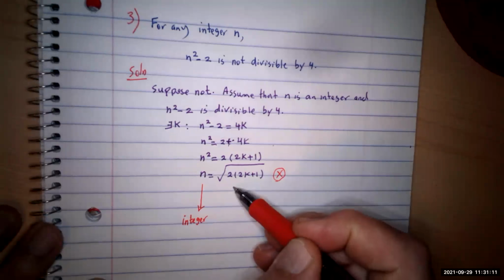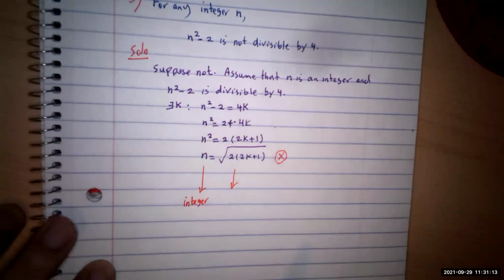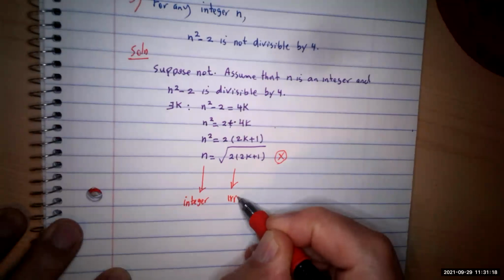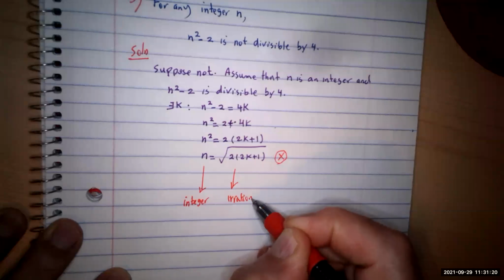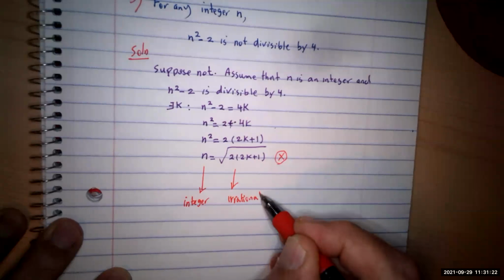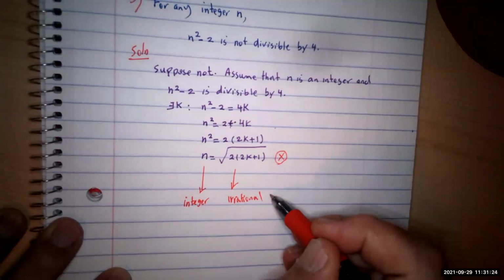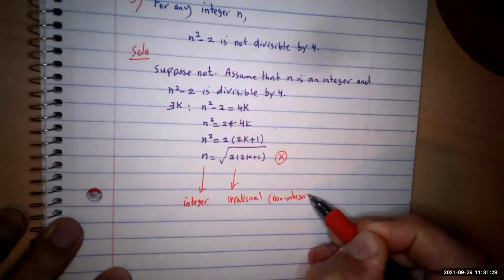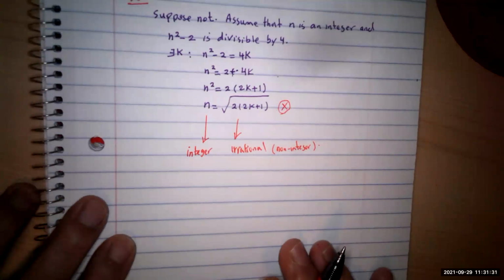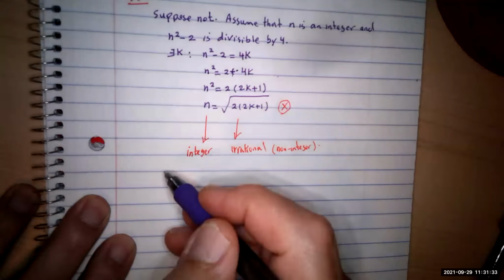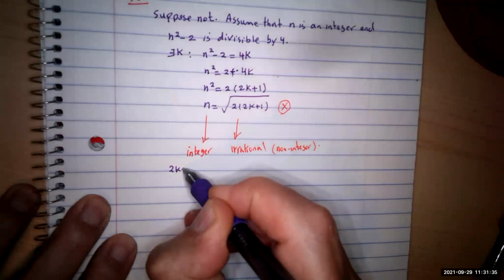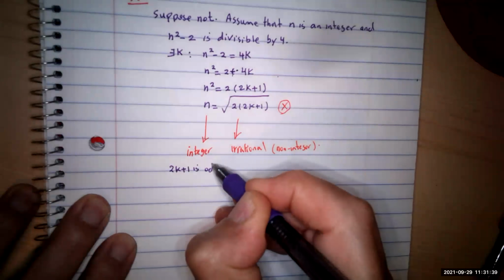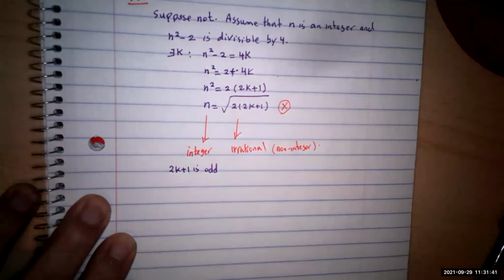Okay, so this is going to be an irrational number. It's going to be irrational, or non-integer if you like. Non-integer. So the explanation is going to be 2k plus 1. 2k plus 1 is odd. Okay, it's going to be odd.